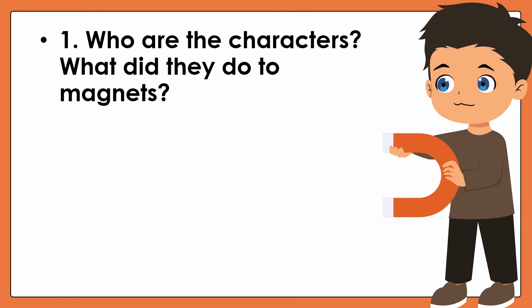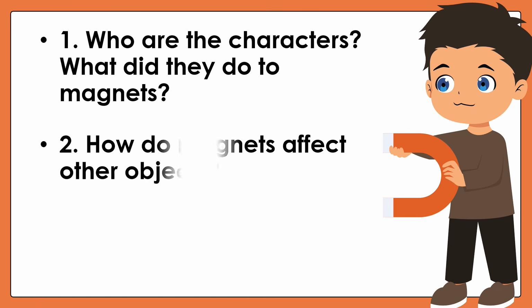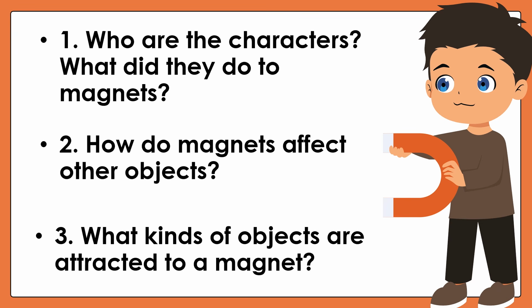Here are the guide questions. Number 1, who are the characters? What did they do to magnets? Number 2, how do magnets affect other objects? Number 3, what kinds of objects are attracted to a magnet?